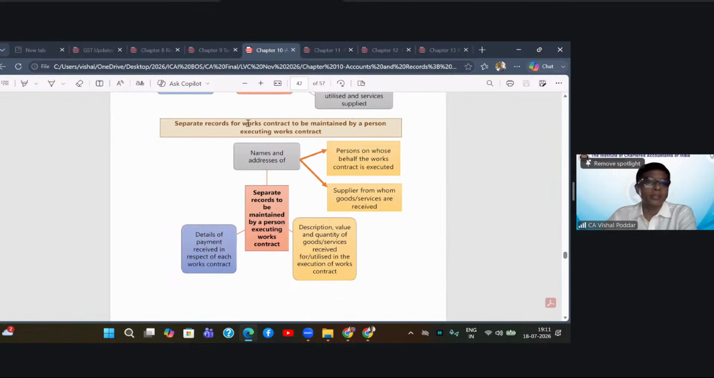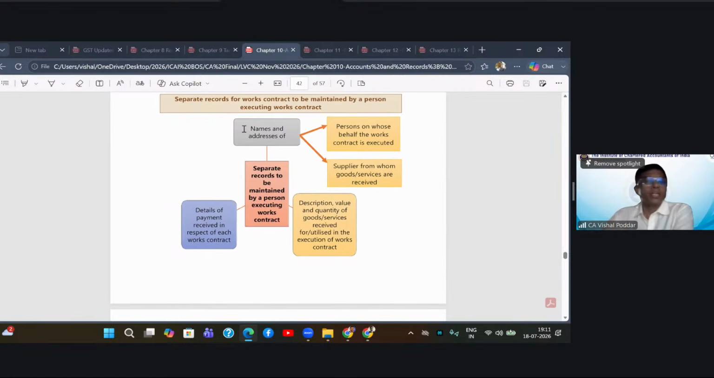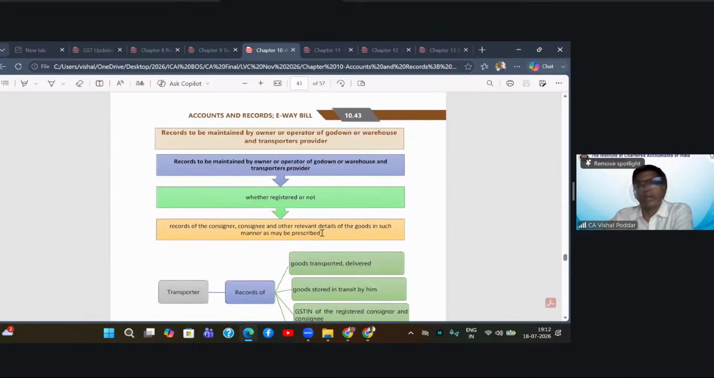A works contractor, what additional details does a works contractor need to maintain? Names and addresses of the person on whose behalf the works contract is done and the supplier from whom the goods or services are received. Now, the works contractor needs to maintain separate records. What details? Covering details of payment received for each works contract and the description, value and quantity of goods or services received or utilized in the execution of the works contract.